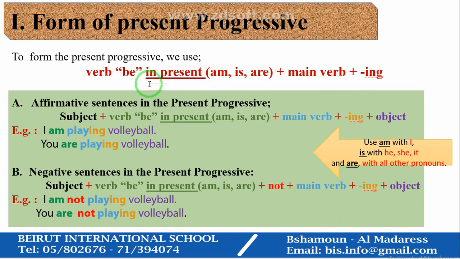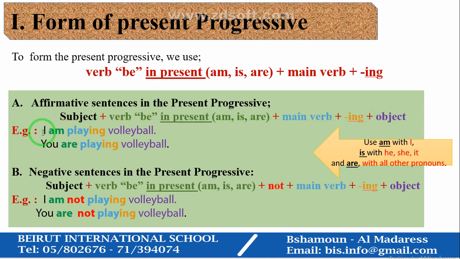Now, to form an affirmative sentence, we are going to learn how to form affirmative and negative. To form an affirmative sentence in the present progressive, you need to have the subject, and then you'll take what we discussed up here. The verb be in present, like am, is, or are, plus main verb plus ing, and then the object. Look at the example here.